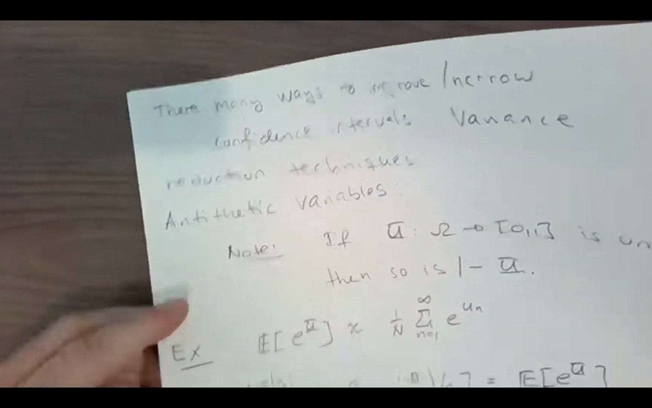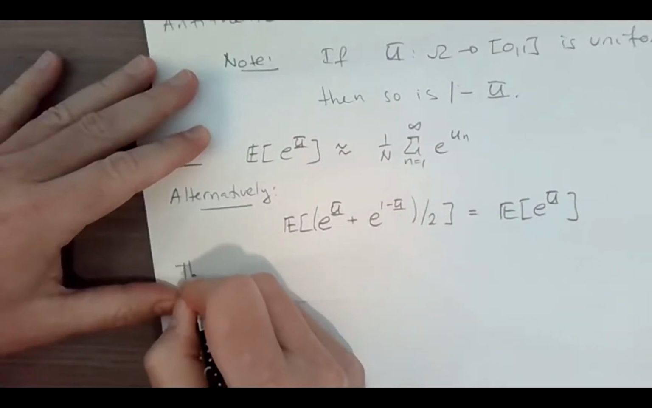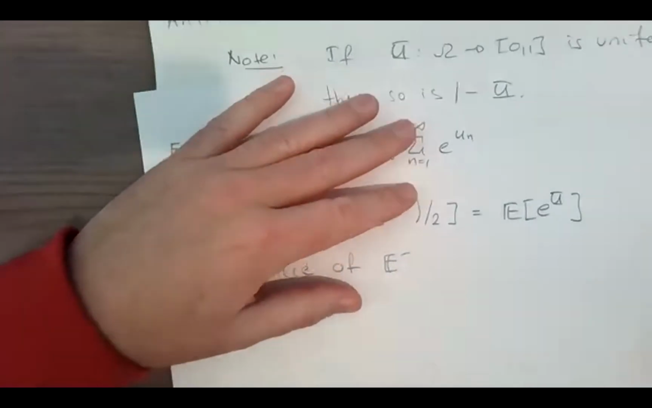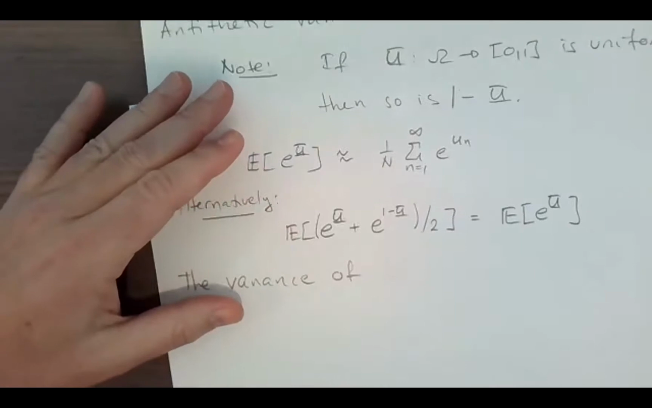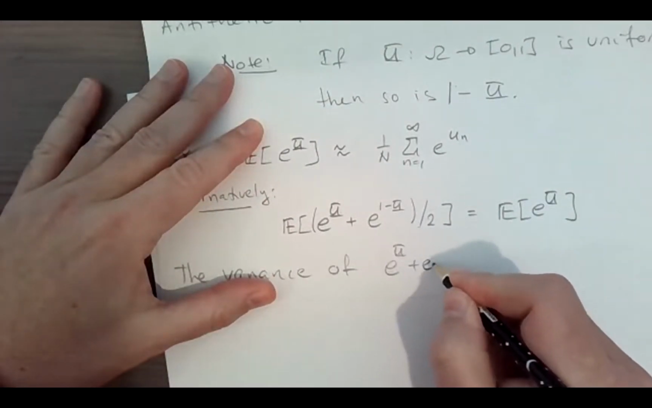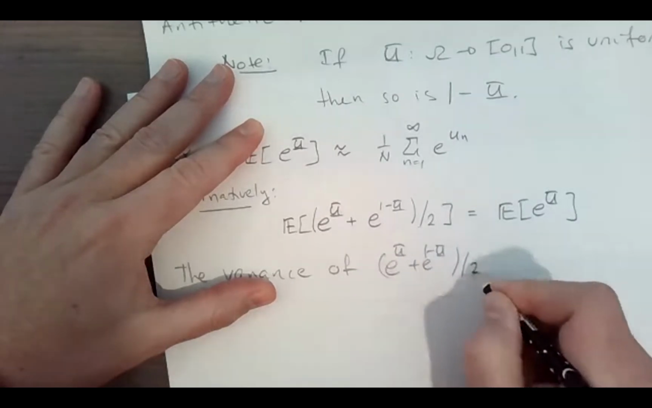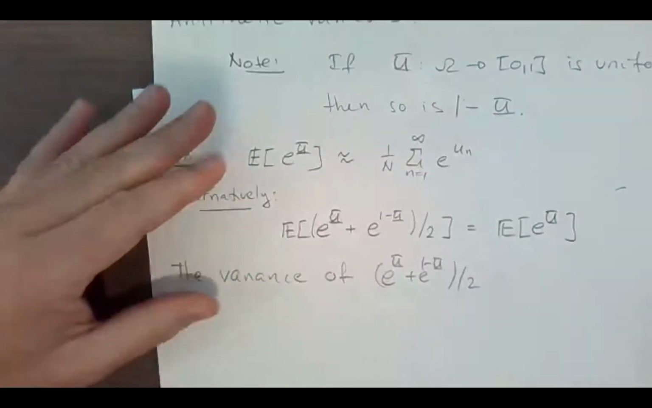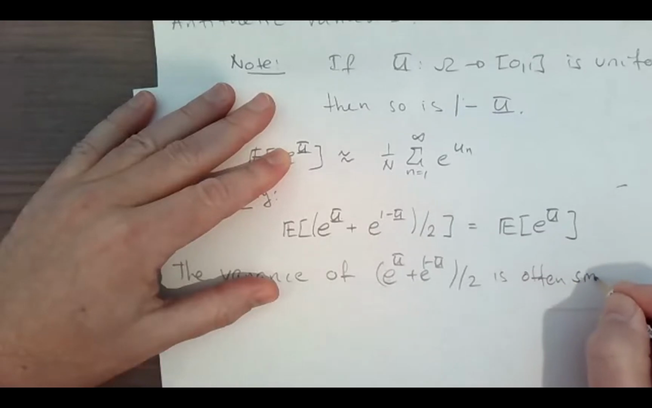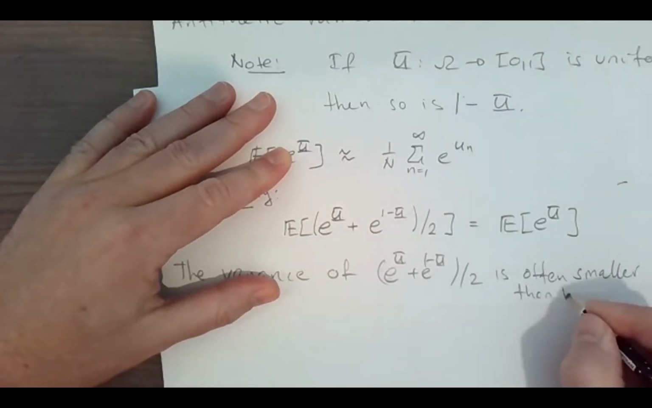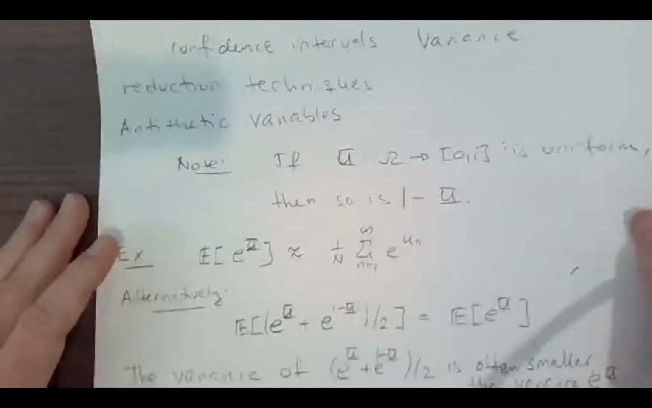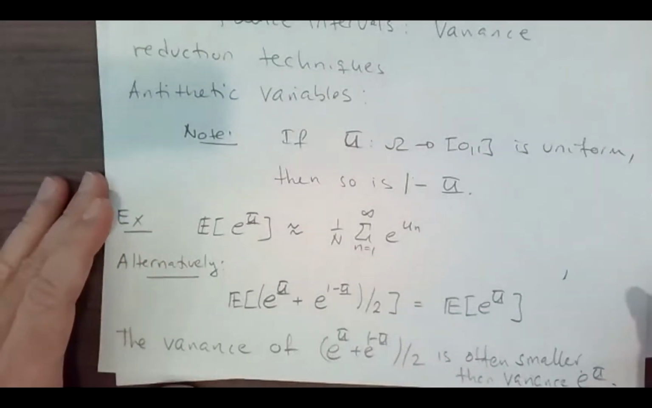But the cool thing is that the variance of this random variable, e to the u plus e to the 1 minus u divided by 2, is much smaller, I should not say always, but often is smaller than the variance of e to the u. So let me show you how one could go about studying that.